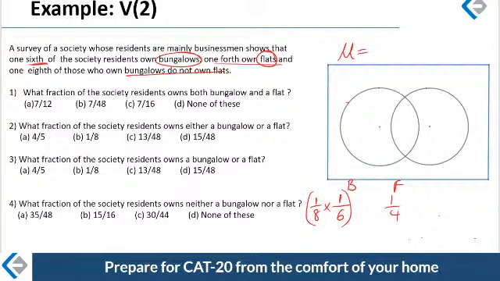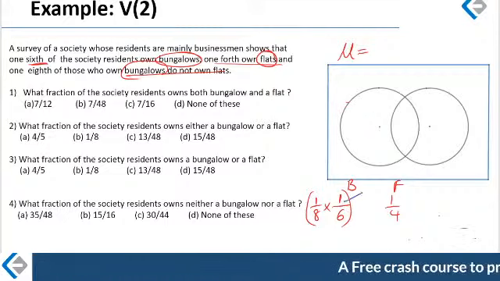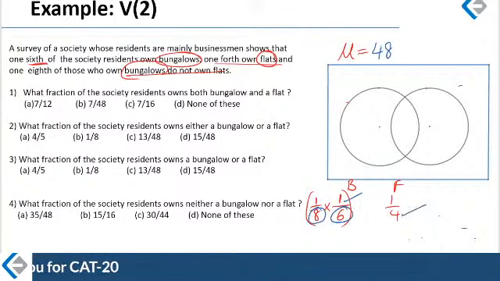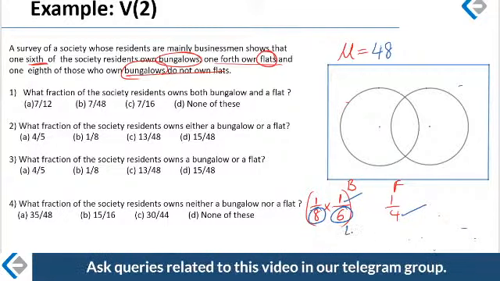In the sense, 1/8 of those who already own bungalows. How many own bungalows? 1/6. You already said that. I should be able to do 1/8 of that, which means a minimum of 48 people should be there. Your total should be a multiple of 48, because 6 into 8 is 48. Basically, you take the LCM of 8 and 6, which is 48. Then the LCM of 48 and 4 also becomes 48. Therefore you'll say that minimum 48.